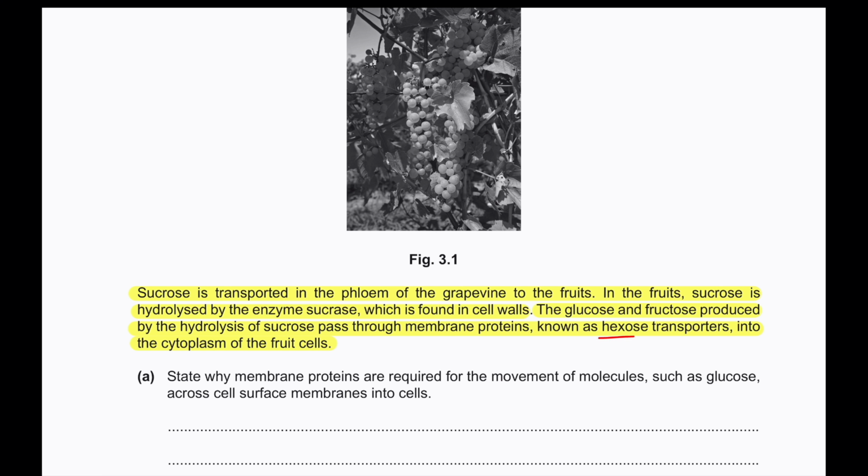Now, hexose means 6-carbon sugar. So as you can see, the name suggests hexose transporter means 6-carbon sugar transporter. Now, when sucrose is hydrolyzed, sucrose is made out of glucose and fructose. Both are hexose sugars, 6-carbon containing sugars.